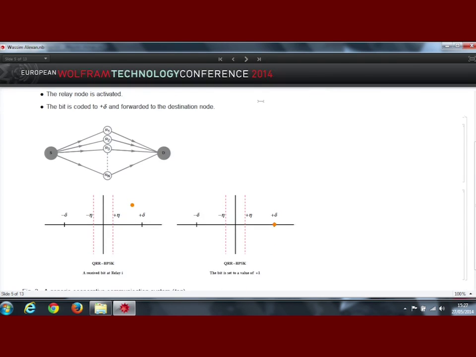In the first scenario, if we get a received bit anywhere above or beyond the positive eta, it would be automatically encoded as a positive delta, where this positive delta is a regenerative symbol. The relay node would be activated in such a case and would actually relay the message received to the destination node.